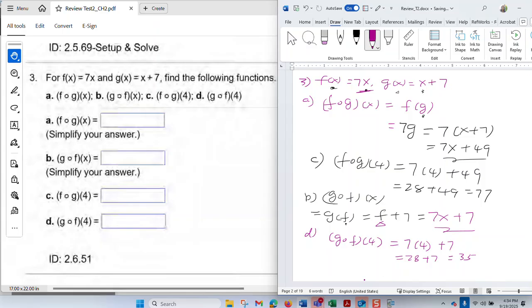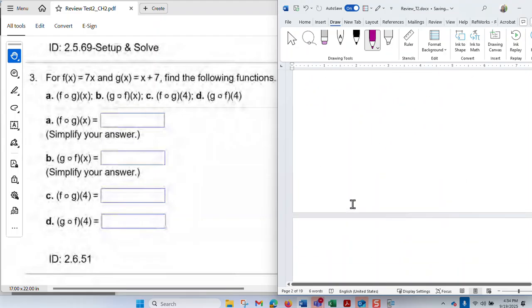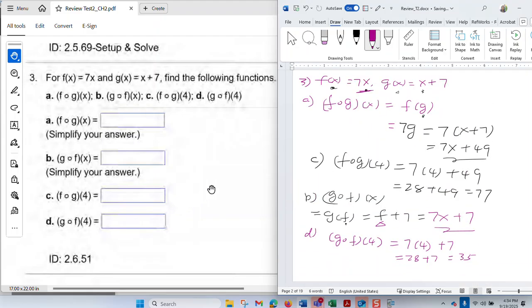Okay, so that is the composition. This is a new operator, and that is probably the only new one for this chapter, right? You all know addition, subtraction, multiplication, division already, and then this is called a composition.